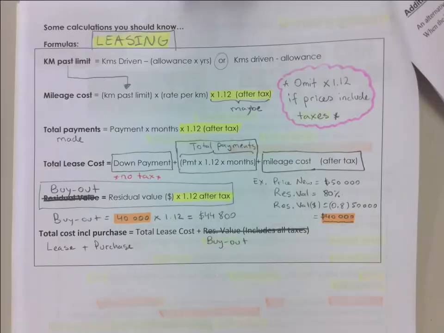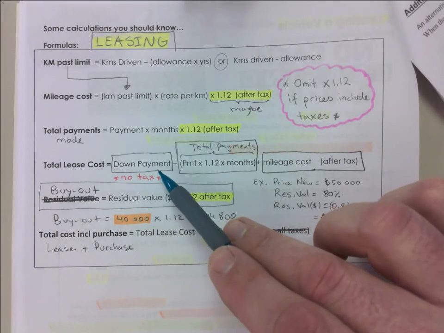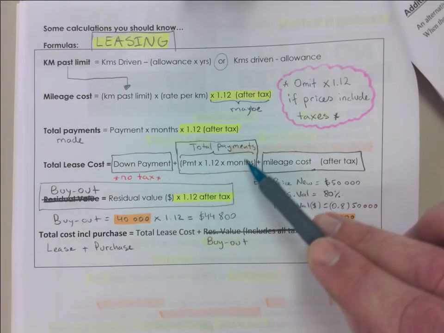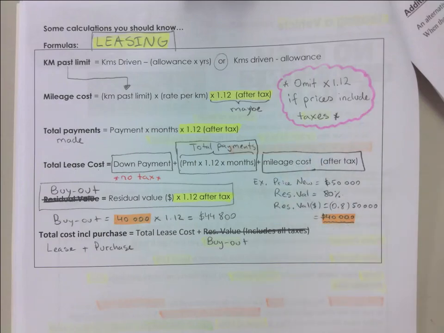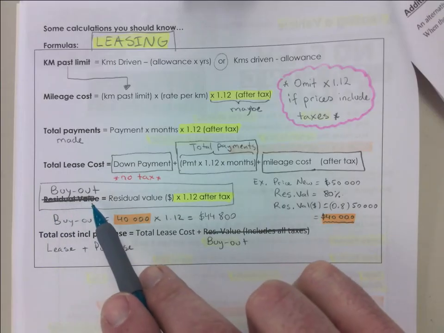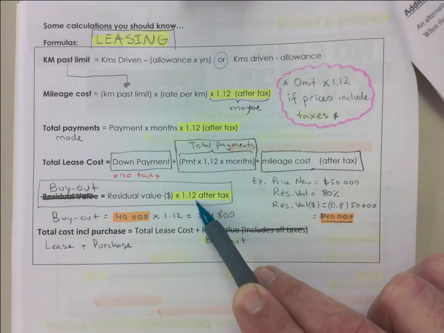The total lease cost has three main components. There's a down payment, no tax on that, all of the payments combined, and the mileage cost. And then there's the buyout, which is the residual value, and you add taxes to it.